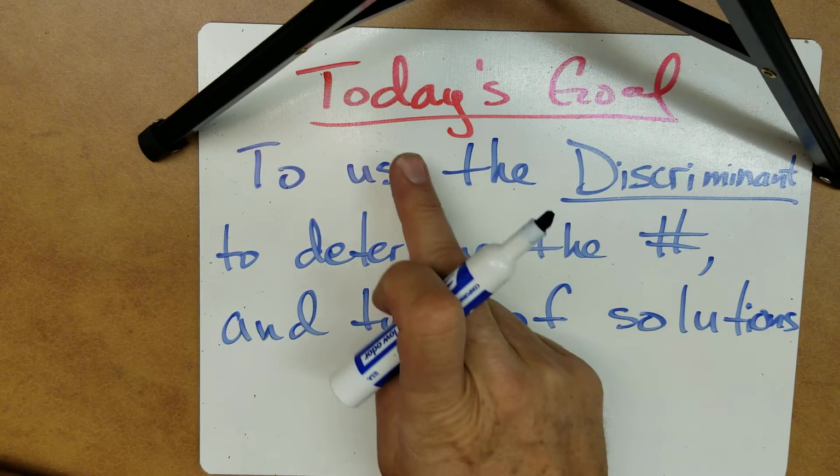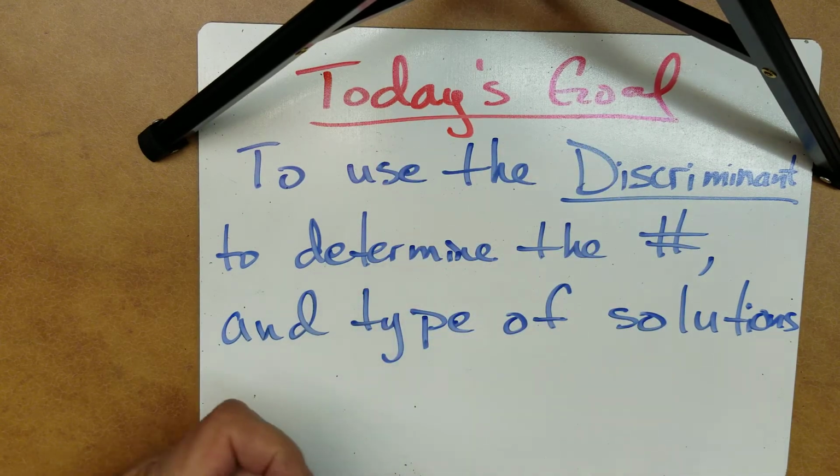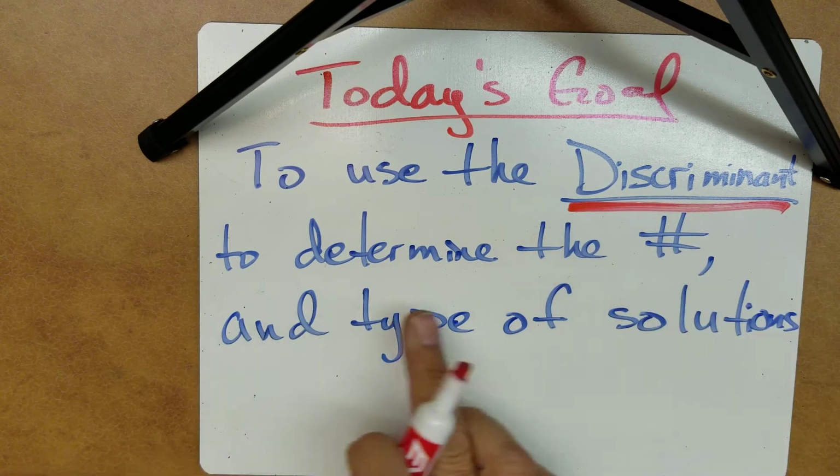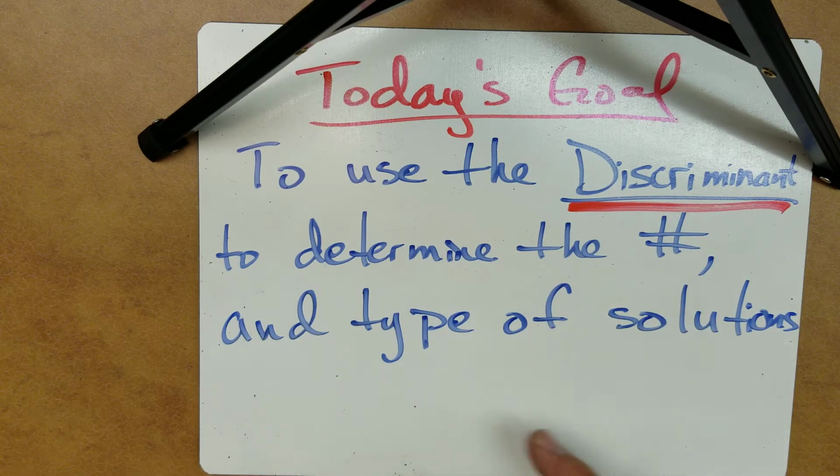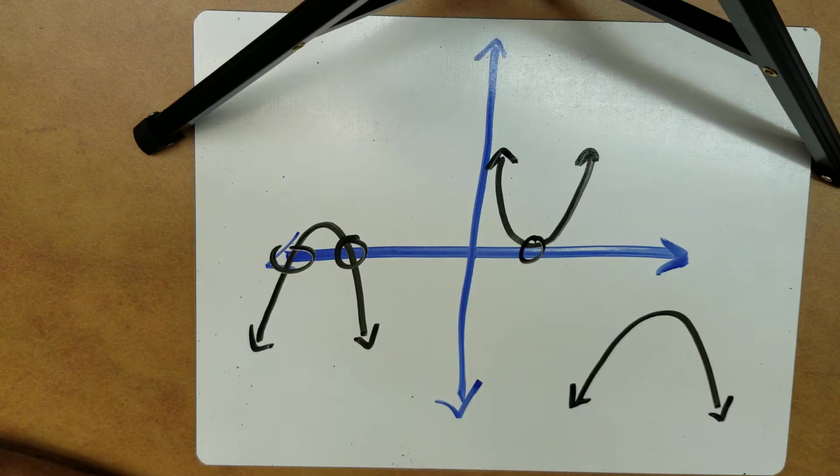Look, today we have a goal. Here's today's goal. Today's goal is to use something called the discriminant, and that's this right here, to determine the number and type of solutions of a quadratic function in standard form. Let me explain what I'm talking about.